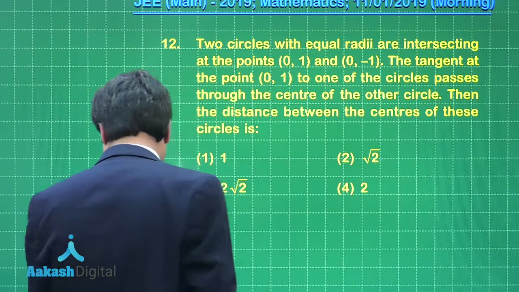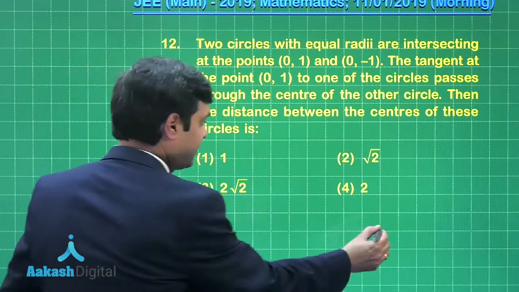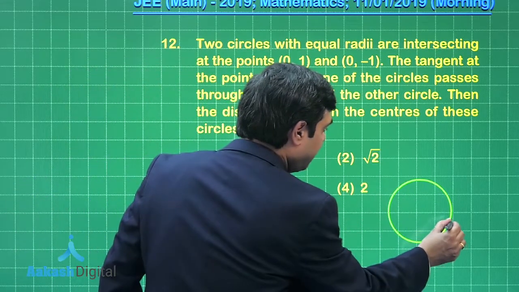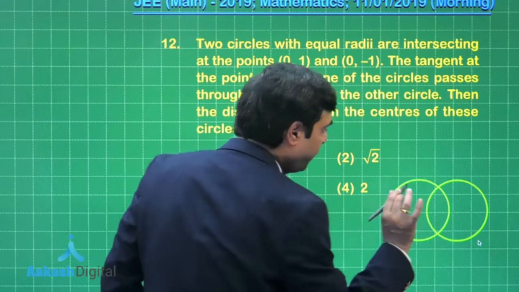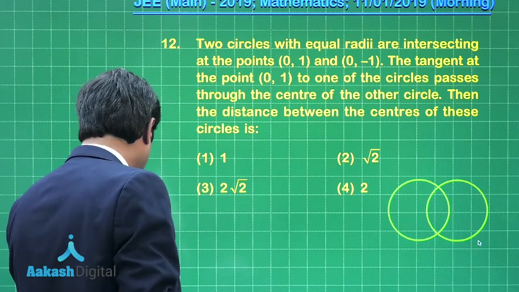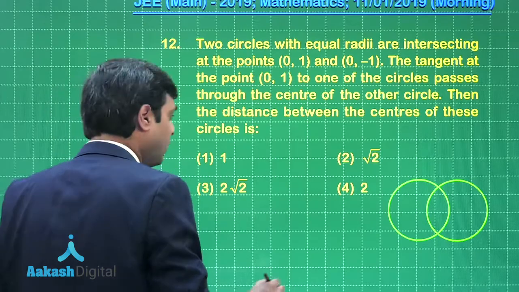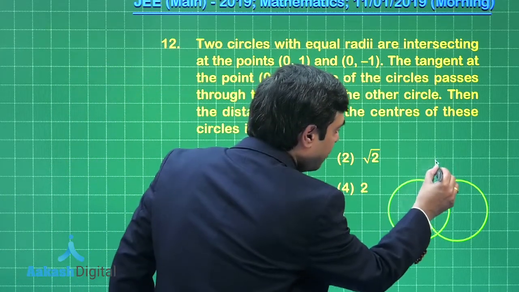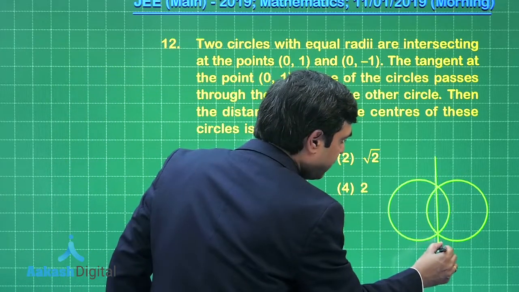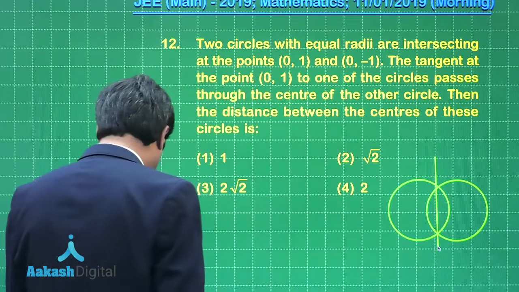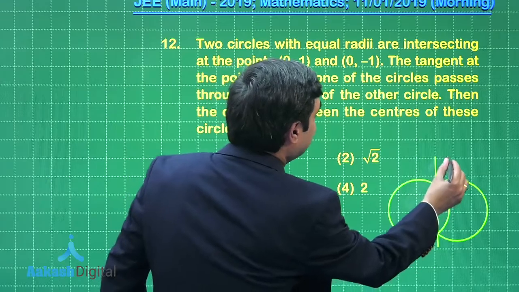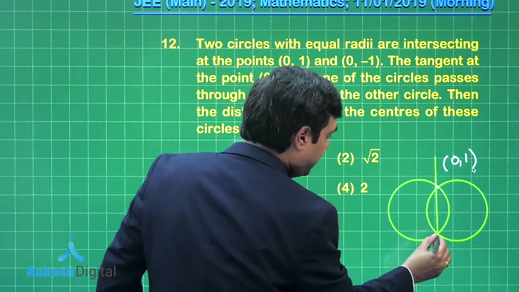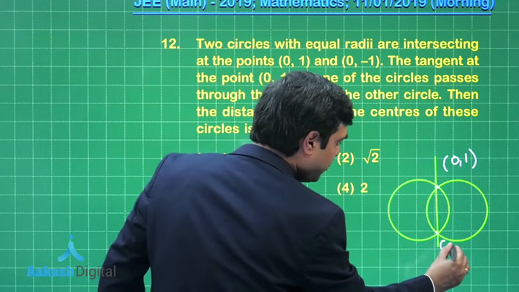Let us plan this question first by drawing two circles. Let us say this is the first circle and here be the second circle. These are the two circles of equal radii intersecting at 2 points. Now, we can make common line like this. Now, this point is given to me as say 0, 1 and this point is given to me as 0, minus 1.